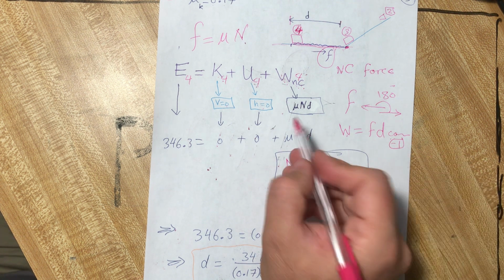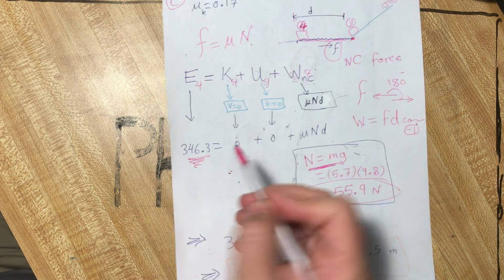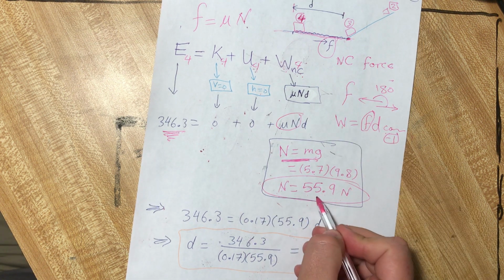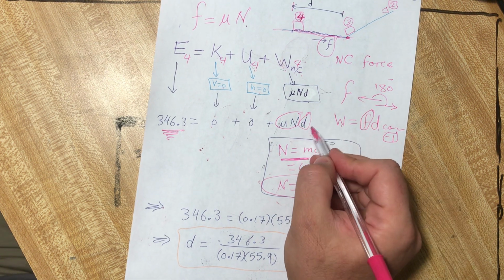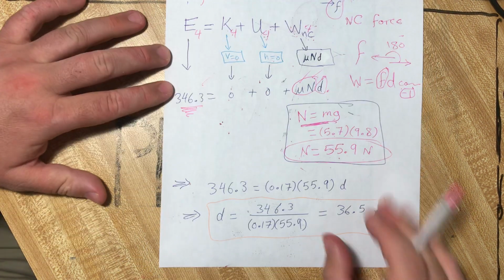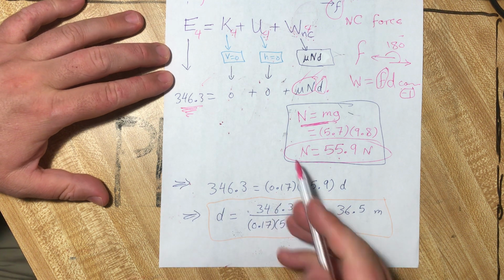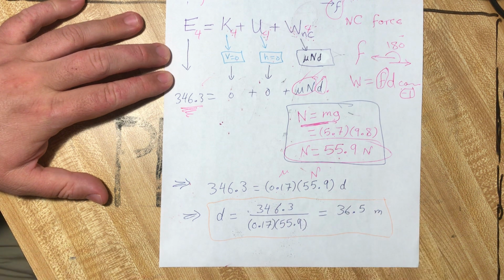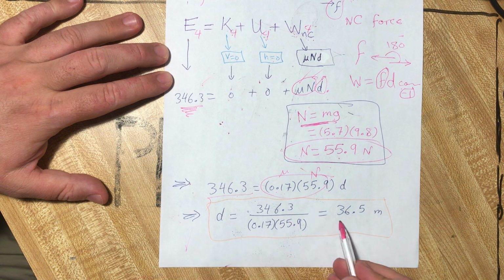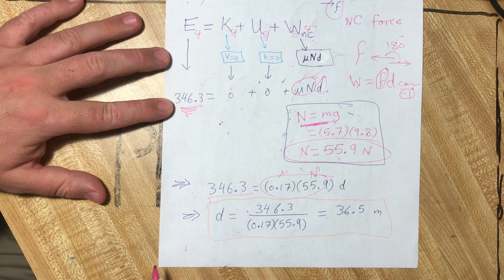Okay, now the force is equal to mu n, as we found here. D is what we need to find. N is known, mu is known, and the energy is known. The energy 346.3 is equal to mu multiplied by N multiplied by D. We just need to divide by this quantity. Then D is equal to 36.5 meters. That is because of the friction force.